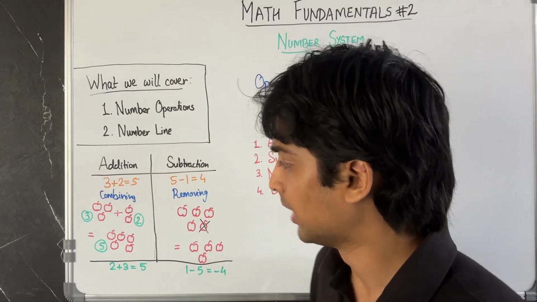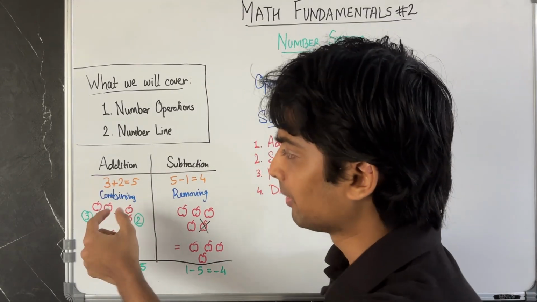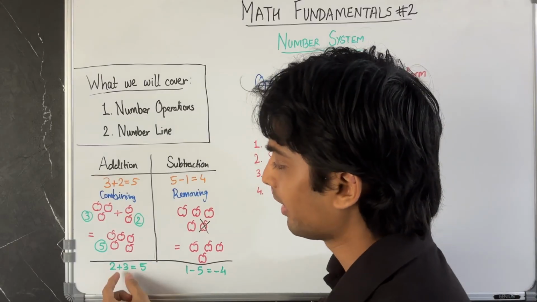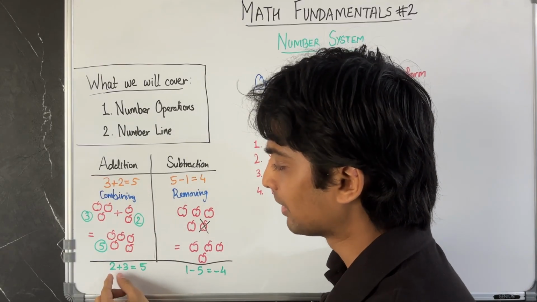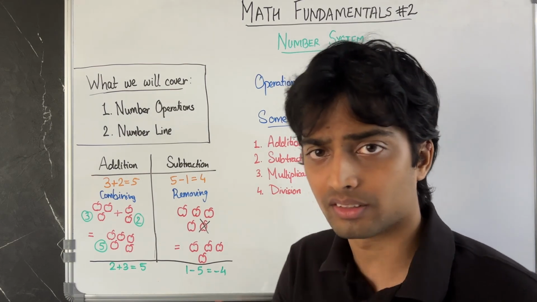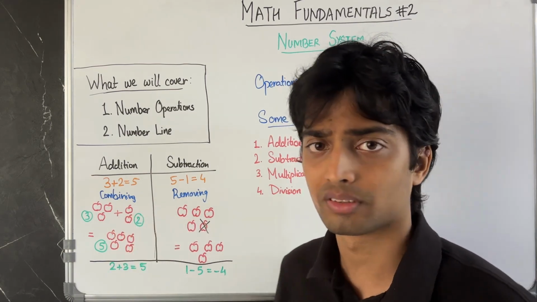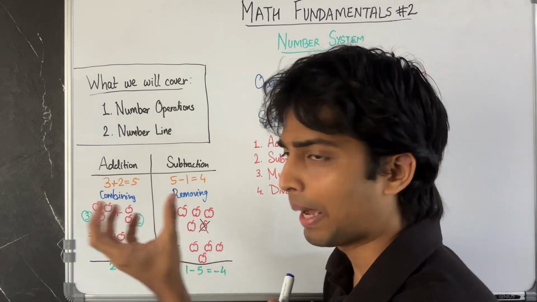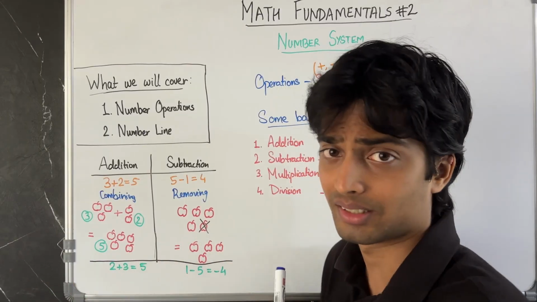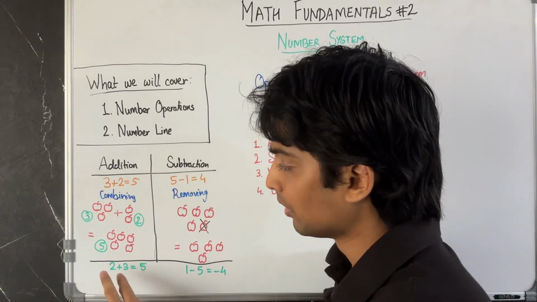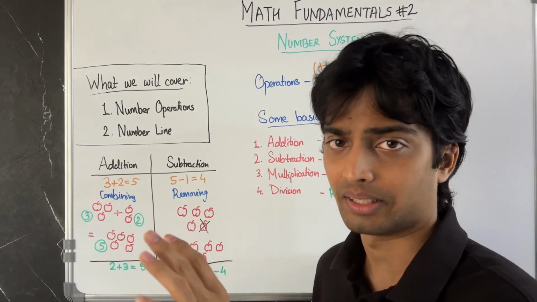Okay, now let's try to change the order. We have 3 plus 2 equal to 5. Let's write 2 plus 3. Let's change the order. So 2 plus 3 is also 5. We can verify this by doing the same process of combining. We have 2 apples originally. We add 3 more apples to it and we will get 5. That's correct. So in addition, we can change the order and the answer will be the same.